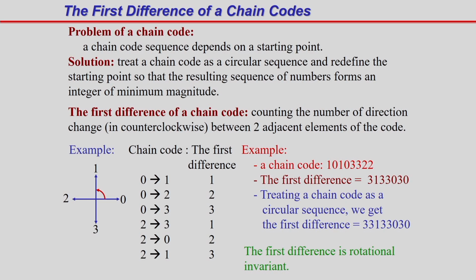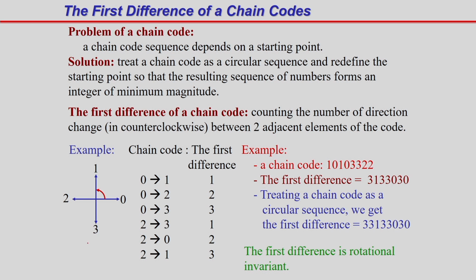Now, the problem of a chain code: the chain code sequence depends on the starting point. In my last example, I considered the starting point as A. But the chain code sequence depends on the starting point. That is why I can consider the chain code as a circular sequence and redefine the starting point so that the resulting sequence of numbers forms an integer of minimum magnitude. For this I have to consider the quantity, the first difference of a chain code.